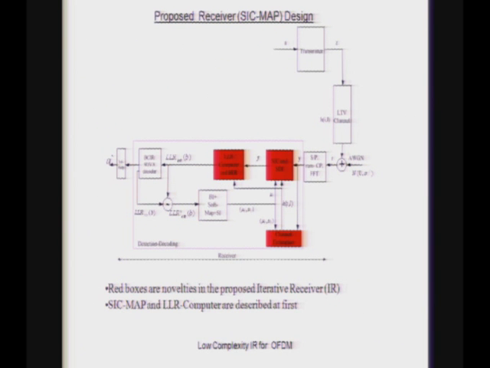So this is the picture of the complete receiver. We have the received symbol Y, and that goes through the successive interference canceller, which is what we are going to talk about soon. This is our scheme. These red ones are the new designs. Then that gets into an LLR computer, and then we talk about the channel estimation as well.